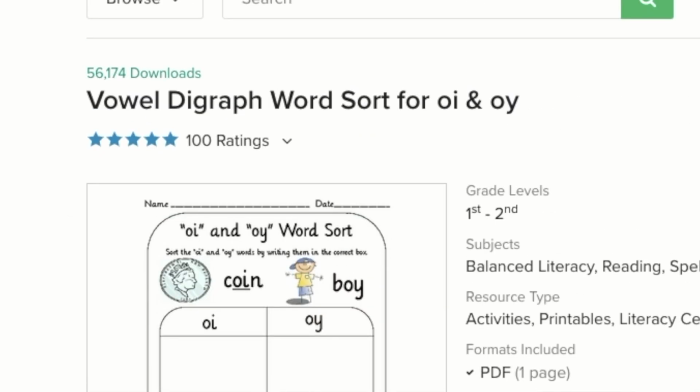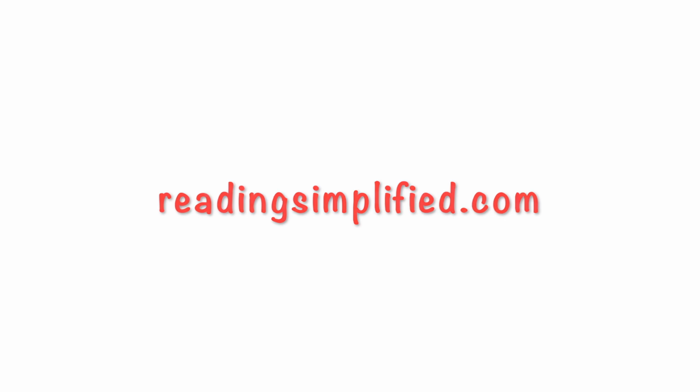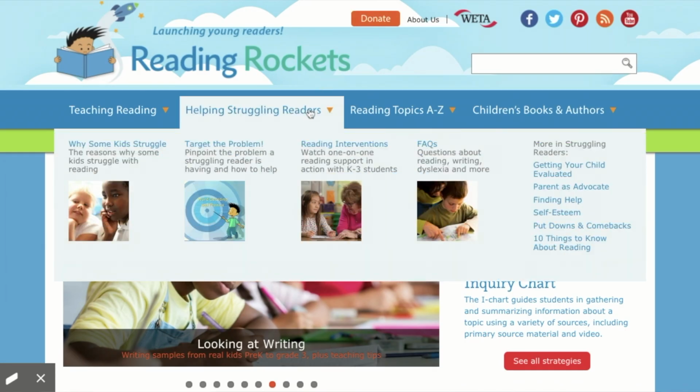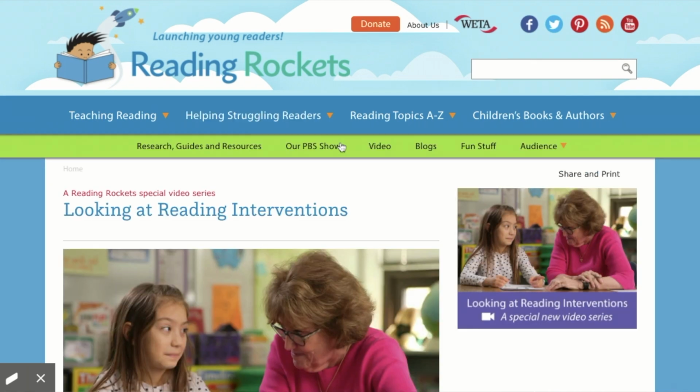There are also a lot of really fun ways that you can do word sorts in the classroom if you're a teacher. I'm not going to get into all of those now because I'm really here trying to help parents. But if you're a teacher and you want to know more about word sorts and where to find really good ideas for them, please head over to readingsimplified.com for Dr. Marnie Ginsburg's approach to different types of word sorts. Another great website that I love is readingrockets.org. That is another wonderful resource for you as a parent and a teacher.